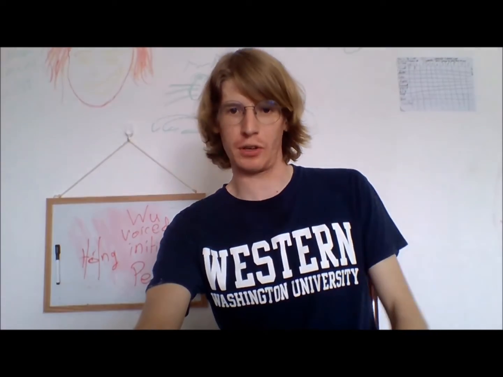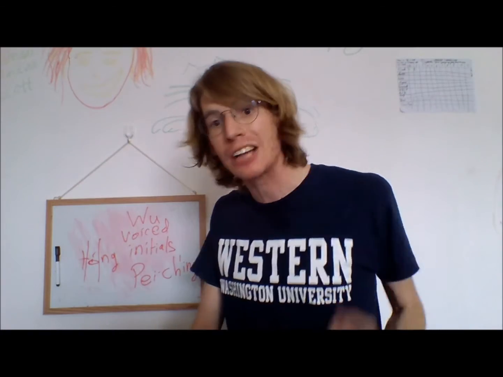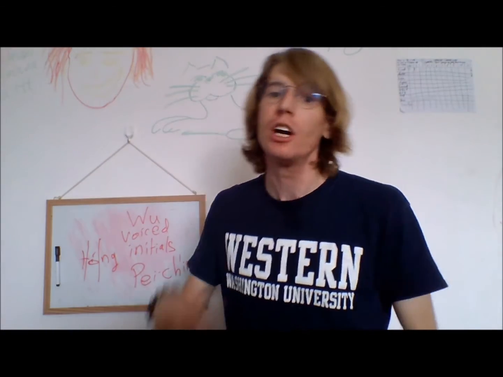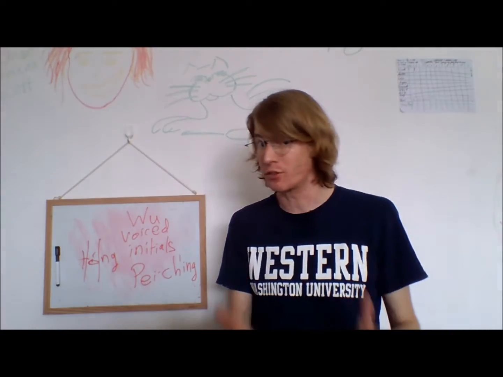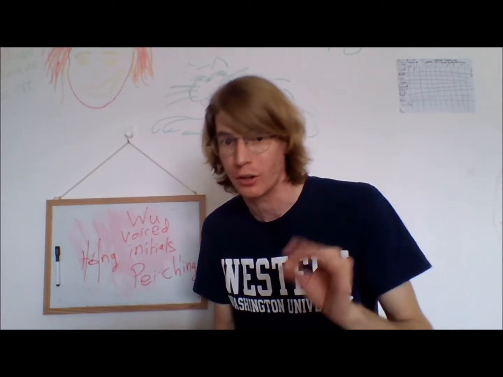In Wu, on the other hand, the b actually exists as a distinct sound, along with other voiced consonants that existed in ancient Chinese but have dropped out of most other modern varieties.